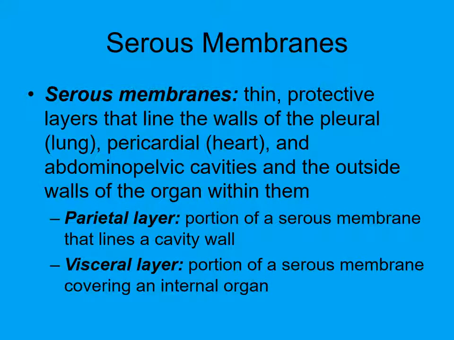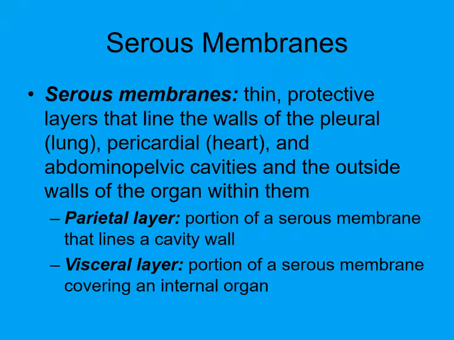Serous membranes, these are very thin protective layers, very thin membrane that's going to line like the pleural cavity, the pericardial cavity. What it's going to do is help to reduce friction, because obviously your heart and your lungs are constantly moving. And so anytime you have movement and possibly two things rubbing against each other, that can create friction, that increases heat, and you don't want that. And so the serous membranes do produce a fluid that's going to help reduce that friction.